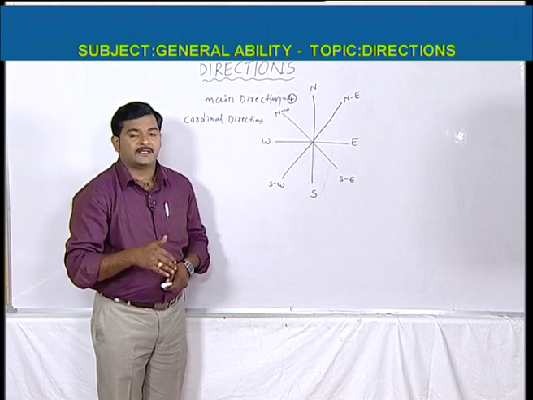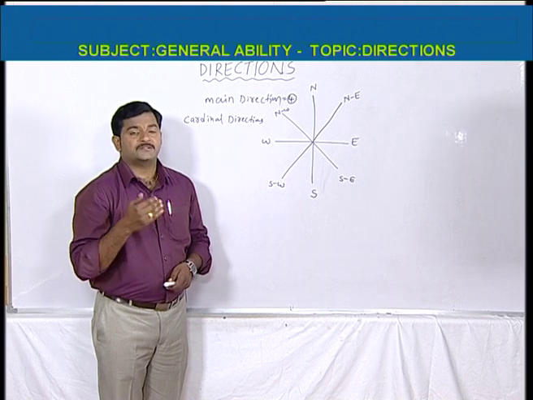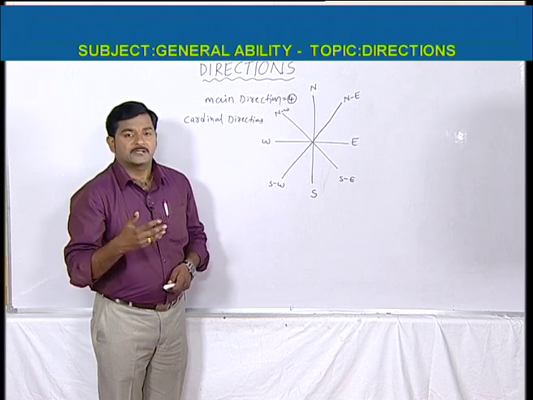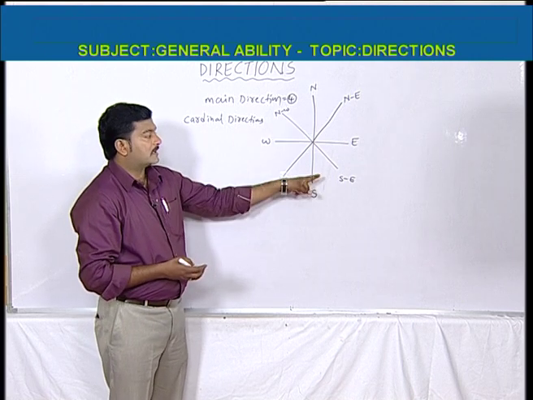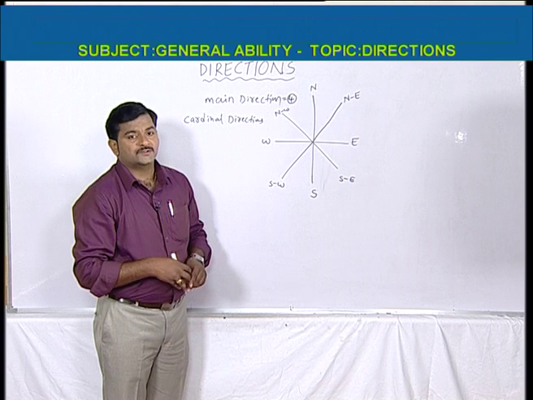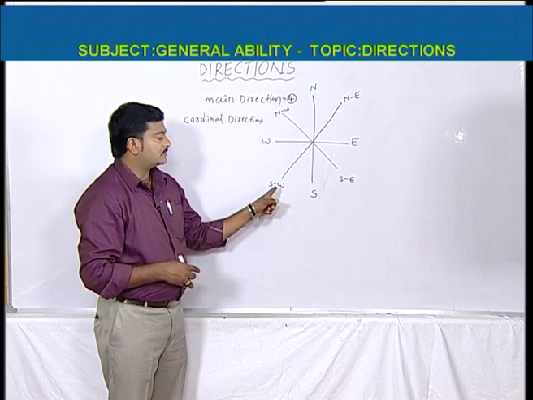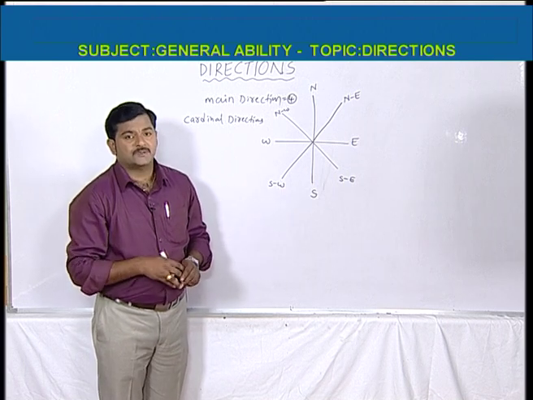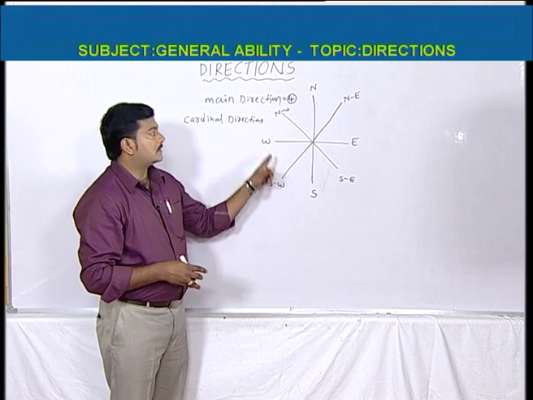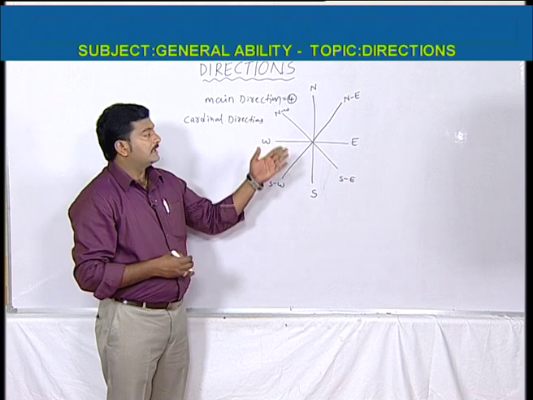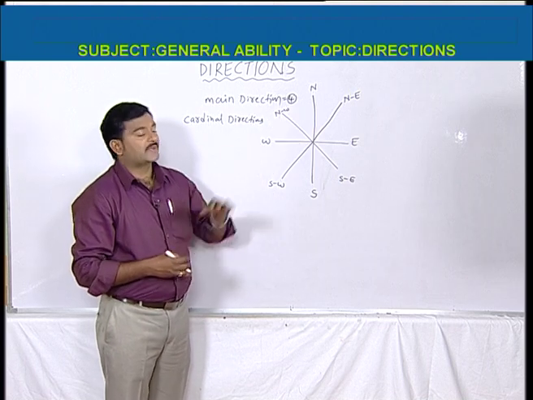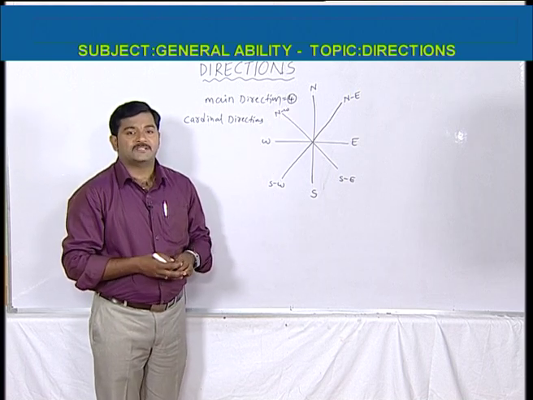Similarly the angle between every two consecutive cardinal directions is also 90 degrees. What does it mean? The angle between northeast and southeast is also 90 degrees. The angle between southeast and southwest is also 90 degrees. The angle between southwest and northwest is also 90 degrees. And finally the angle between northwest and northeast is also 90 degrees.